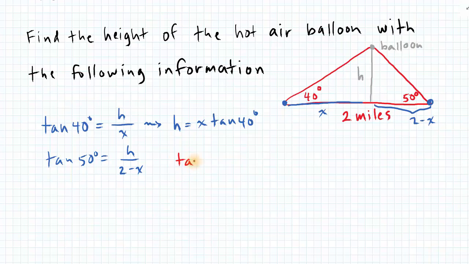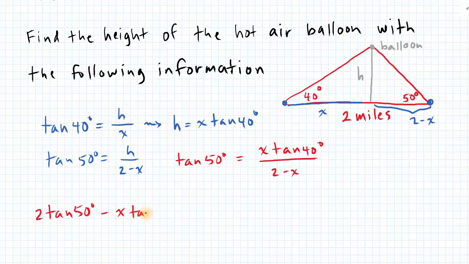So now we're going to have tangent of 50 degrees is equal to x times tangent 40 degrees divided by 2 minus x. Now we'll multiply both sides by 2 minus x, remembering to distribute the tangent of 50 to each of those terms. So we'll have 2 tan 50 degrees minus x tan 50 degrees equals x tan 40 degrees.